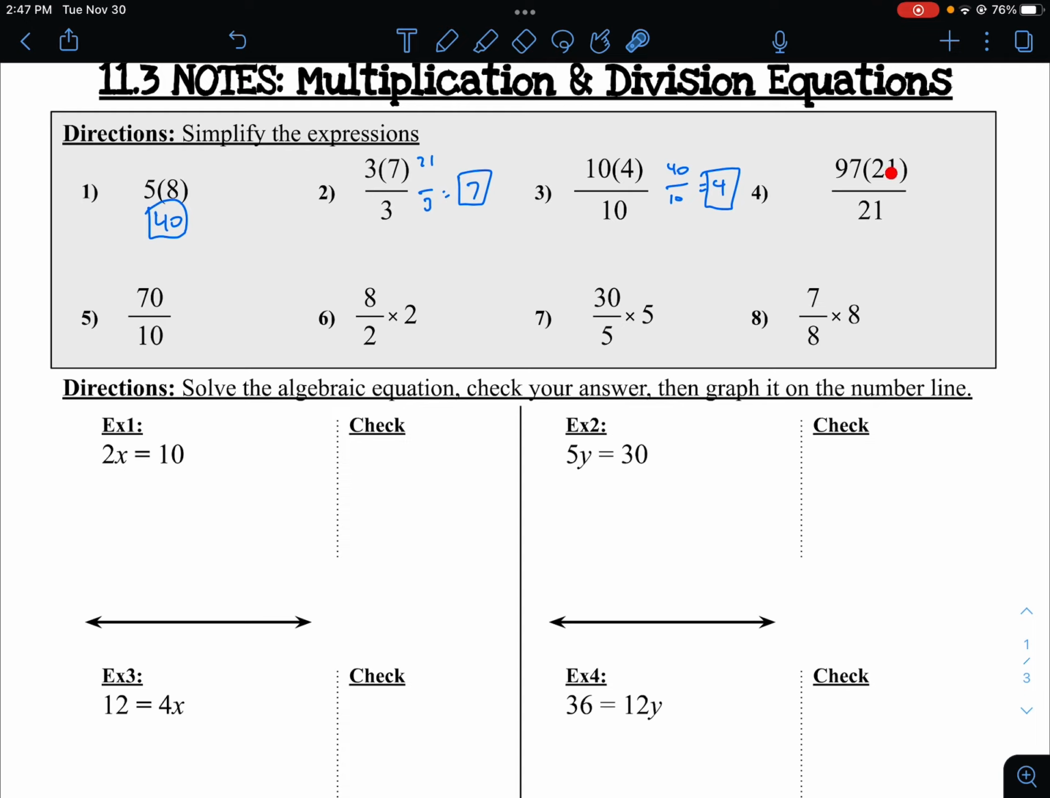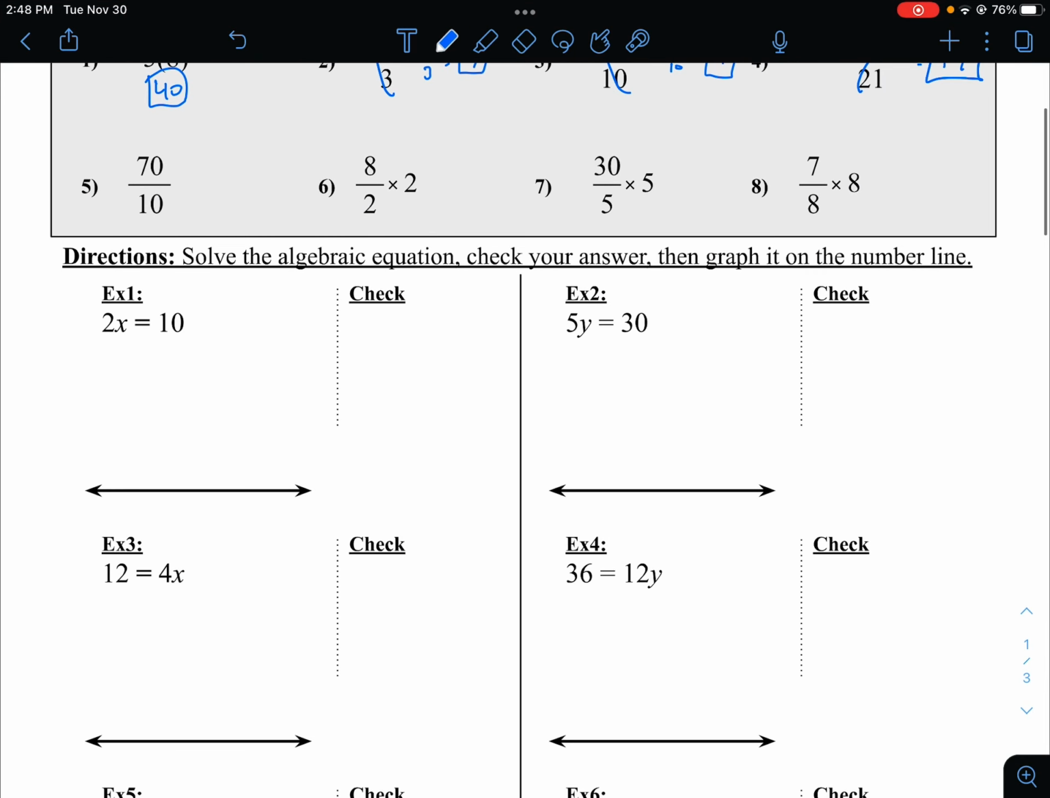Take a look at this. I'm multiplying 97 times 21 divided by 21. If I multiply 97 by 21 and divide by 21 at the same time, guess what I'm going to get? I'm just going to get 97. And what's going on here is if you multiply by a number and then divide by that number, it's almost like it cancels that number out. So 4 times 10 divided by 10 is 4. 7 times 3 divided by 3 is 7. 97 times 21 divided by 21, guess what? That's just 97.